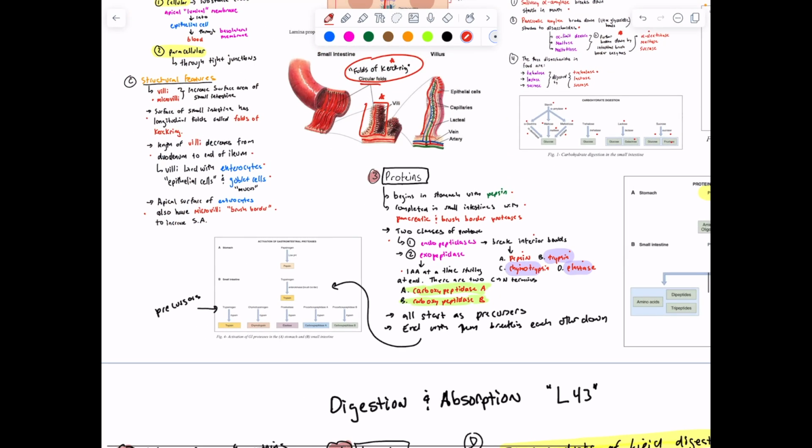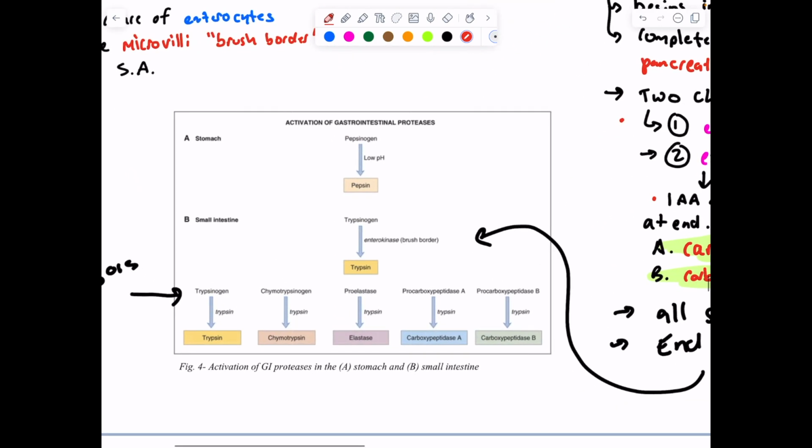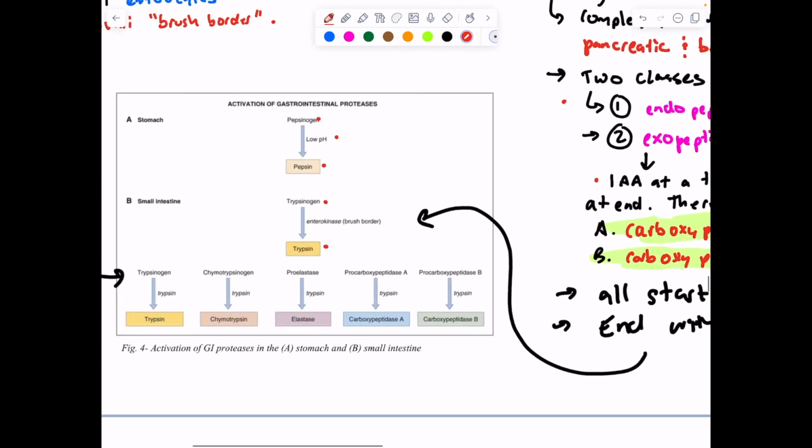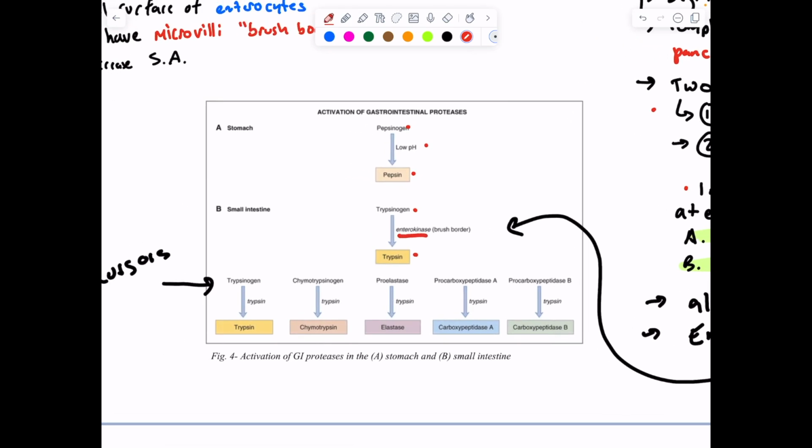But importantly, all of these peptidases, or proteases, are starting as precursors, and they're generally getting activated. So we have pepsinogen going to pepsin in the stomach by low pH, converting that, and then trypsinogen is the most important one. It's going to be converted into trypsin, and again, this is an endopeptidase, by enterokinase on the microvilli of the brush border.